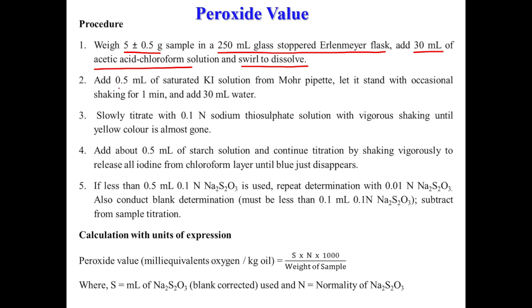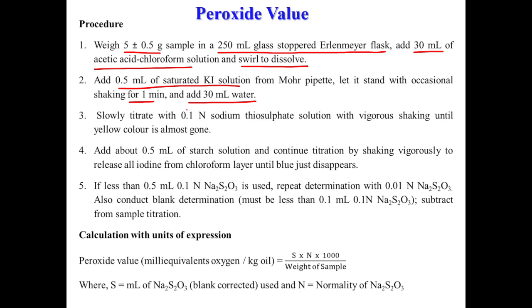Then you will add 0.5 ml of the saturated KI solution with a pipette, and let it stand with occasional shaking for 1 minute, and then you add 30 ml of water, so that iodine can be released from the acidified KI, which will be released by the peroxide. So the peroxide in the sample will release the iodine.